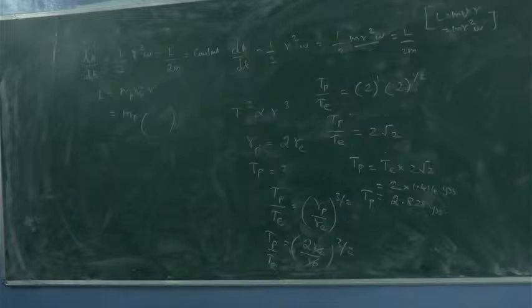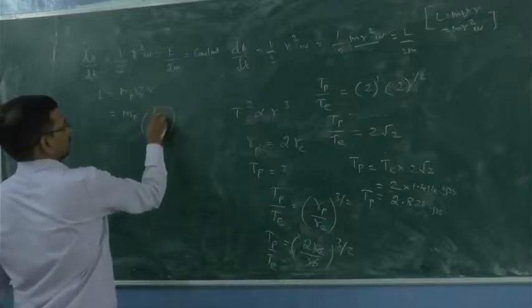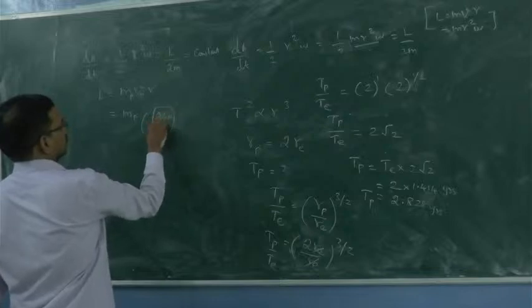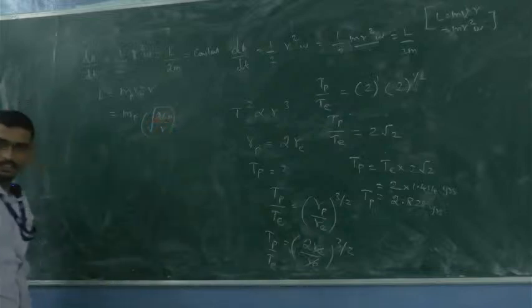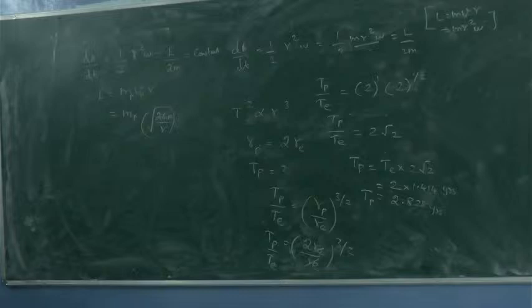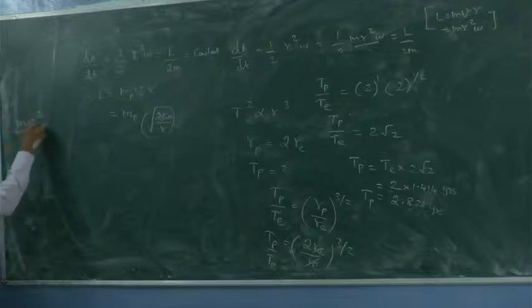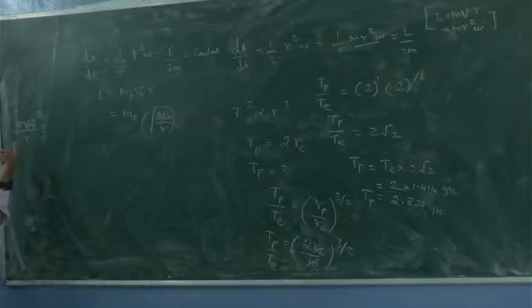Root over 2GM by r. How do you say that, sir? All planets revolve around the sun in an elliptical orbit, or almost a circular orbit. For circular motion we need centripetal force. Am I right or not? This is nothing but mass of the planet, velocity of the planet squared over radius of circular path. Centripetal force is not a natural force. It always comes from some other force.